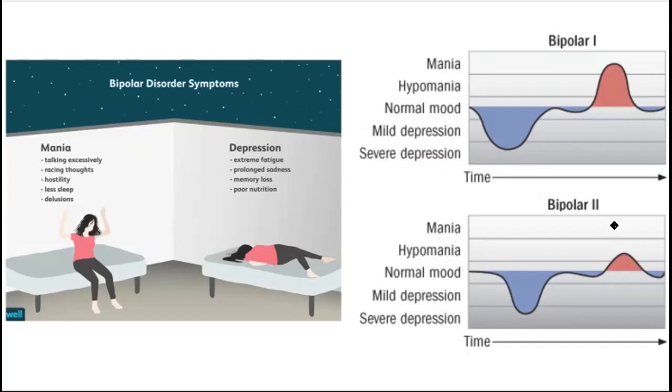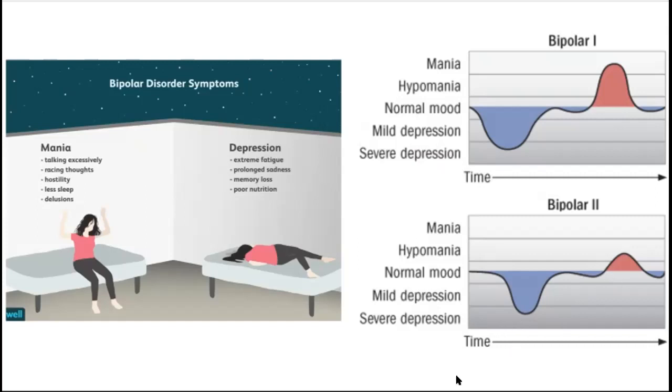And bipolar 2 is similar. It's mainly characterized by major depressive episodes, again lasting days to weeks. The manic episodes might just not be as severe. So they'll be a little bit manic, but not extremely manic. You might spend a little bit more money than usual. You might have a little bit less sleep than usual. You might be a little bit more hostile or irritable than usual.